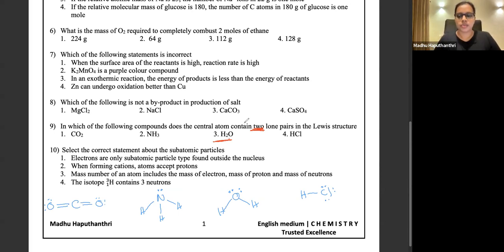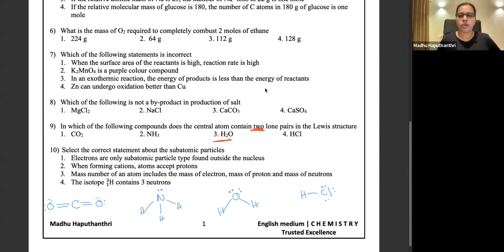Then question number 10. Generally, tell me, is the speed all right? Can you cope with the speed? Okay. At any point, if you want me to slow down or if you want me to wait, no problem at all. You can drop a message.